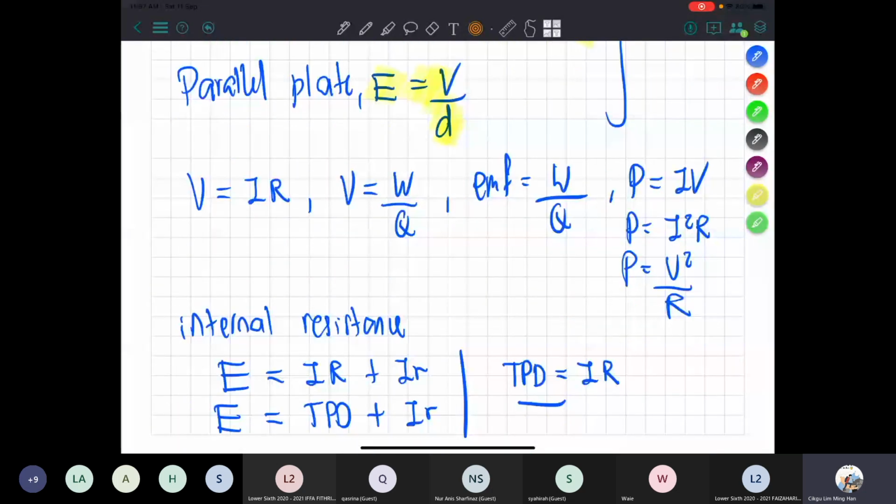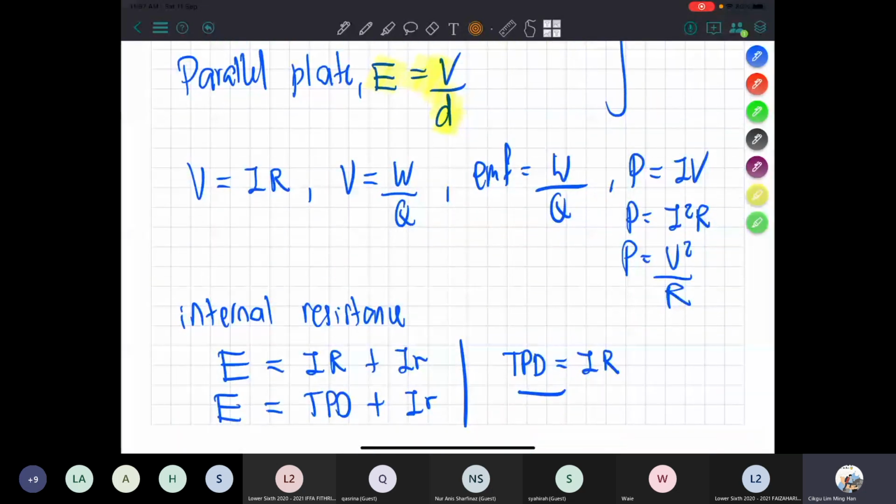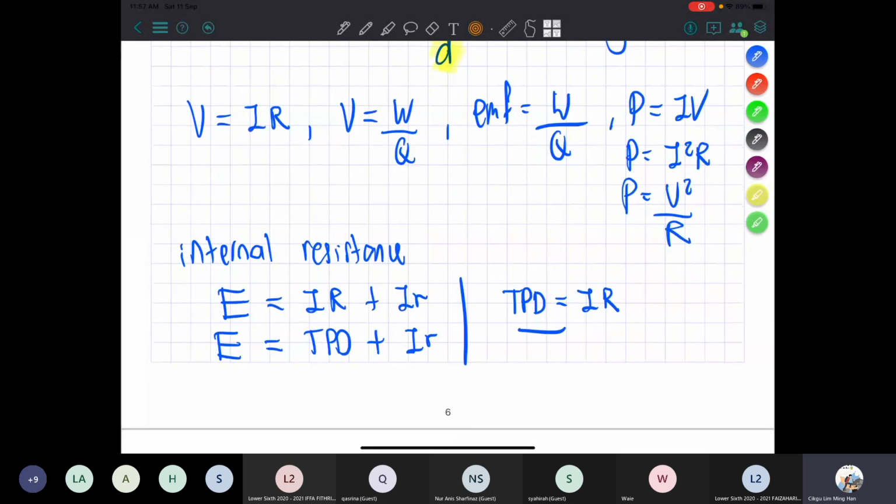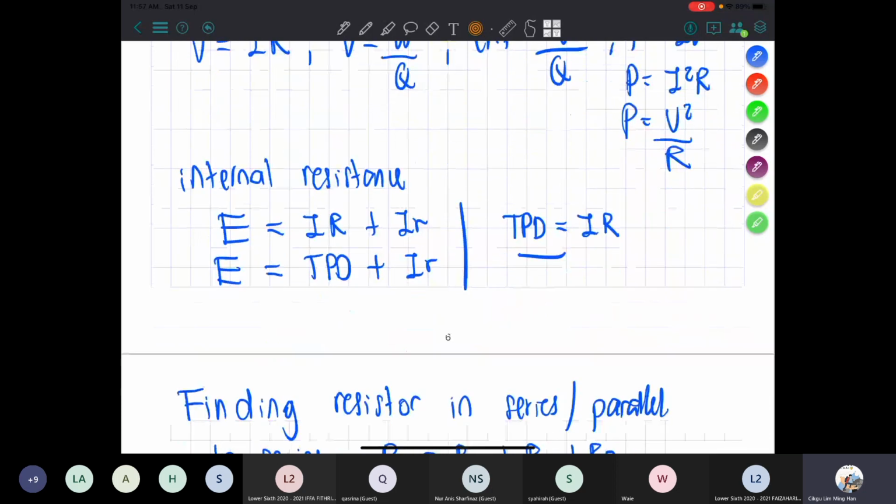And then also all this formula that you see here, don't forget. So V equal to IR, V equal to W over Q, EMF is equal to work done over Q, P equal to IV, P equal to I squared R, and so on. So these are the typical formulas that you must remember. And also this one, I also want to put a star there. This one also one of the questions in your paper 1 this coming Monday.